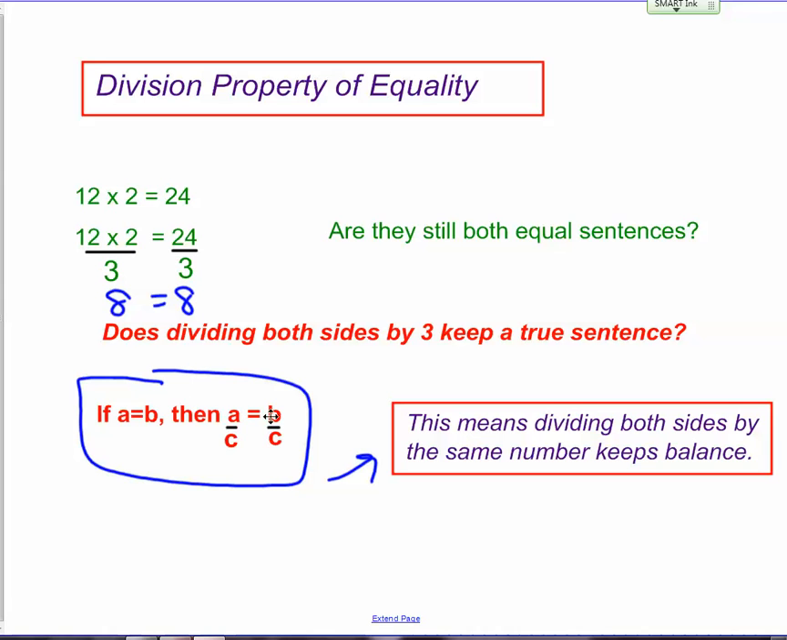What it looks like with algebra is if A equals B, then A divided by C equals B divided by C. If I divide by the same number, as long as it's not 0, remember you can never divide by 0, I keep a true balanced equation.